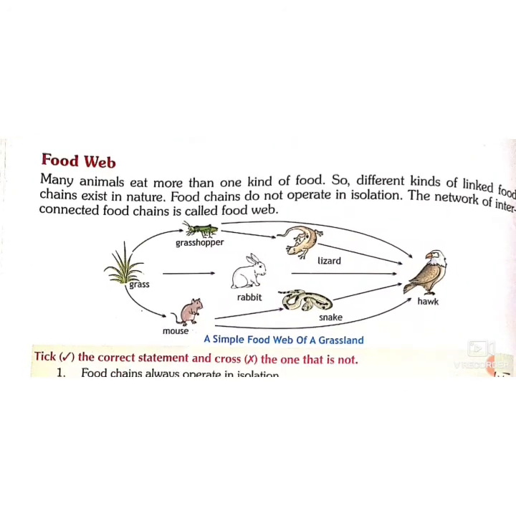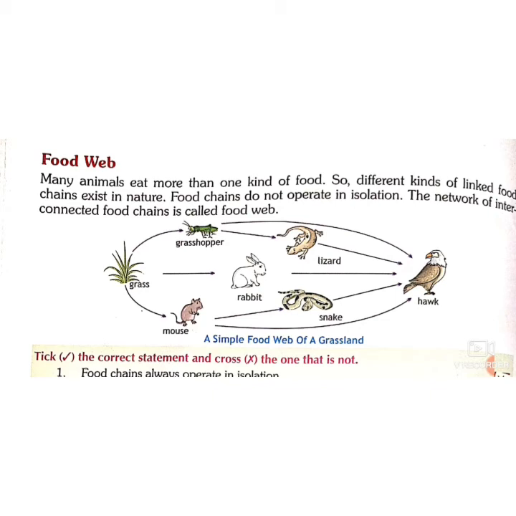Next is food web. Now what is the food web? Food chains do not operate in isolation. We cannot consider that in the whole grassland there will be only one food chain. No. It is a network of interconnected food chains. Means many food chains are existing in a forest or in a grassland or in a pond. So they are interconnected to each other. That makes a food web.